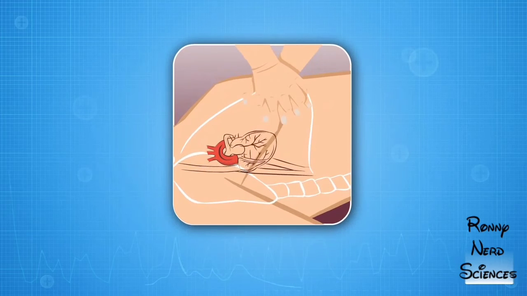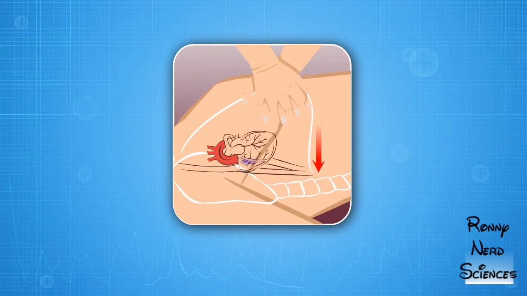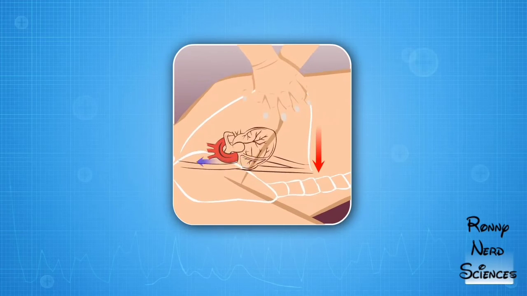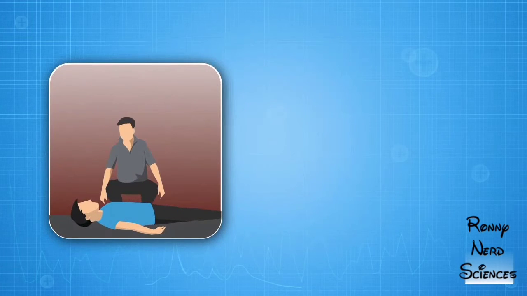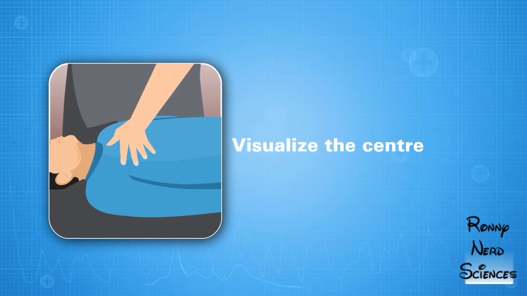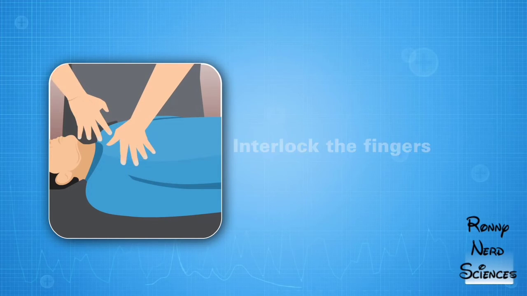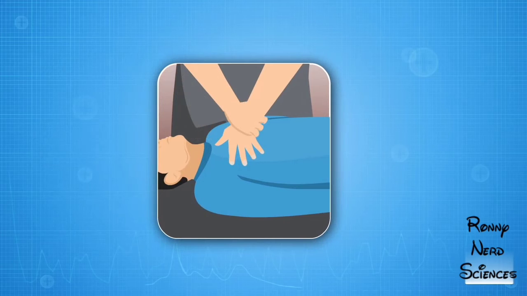CPR is a combination of rescue breathing and chest compressions. It involves the compression of the heart between the breastbone and the backbone and supplying oxygen to the lungs by blowing into the casualty's mouth. Position yourself in a way that will allow you to apply vertical pressure during compressions. Visualize the center of the casualty's chest and place the palm of one hand on that point. Place the other palm on top of the first and interlock the fingers. Alternatively, you can also grasp around the wrist of the first hand.